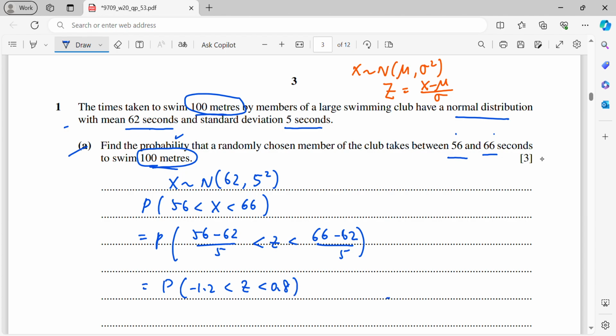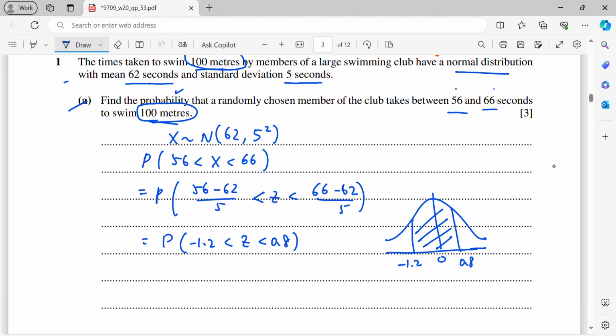Okay, so now from here, I will sketch the graph to show two lines. One is negative 1.2, another one is 0.8. This is the region bounded by the two lines. Now, since there is a negative value here, I will just use P(Z less than 0.8) minus P(Z less than negative 1.2).